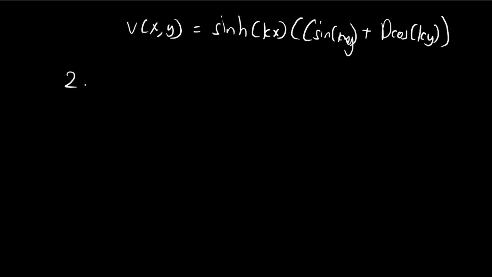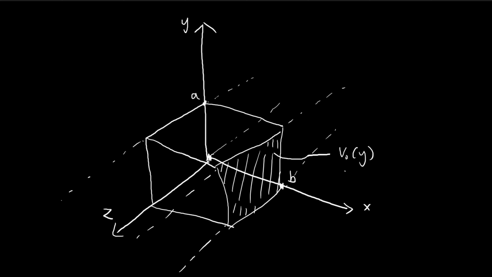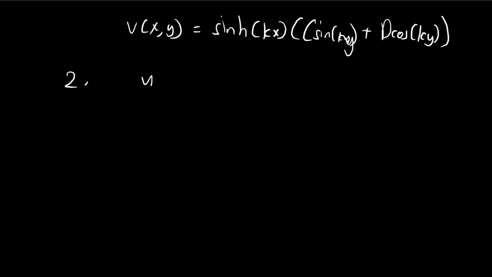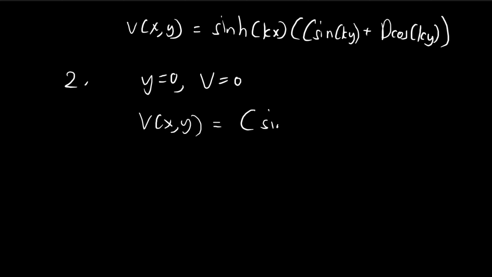So the next step, let's consider when y is equal to 0. On this plane, the x, z plane, the potential also has to be equal to 0. So you see that sine ky is going to be equal to 0 when y is equal to 0, because sine 0 is 0. Well, cosine of 0 is equal to 1. So in order for the expression to be always equal to 0, d has to be equal to 0. So now we can infer that d has to be equal to 0. We've obtained another simplification.